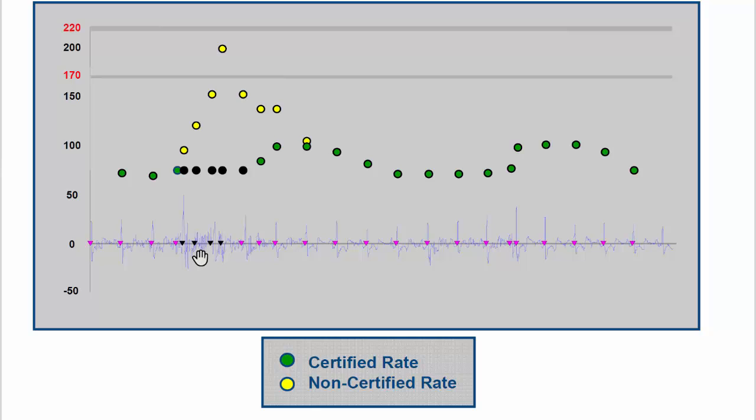as a very high frequency signal that crosses the baseline many times in a short amount of time. You can see here the differentiation between the certified rate and the non-certified rate in yellow. On the tracing, you will probably see a marker N corresponding to the noise, and these signals will be discarded and not integrated in the measurement of the heart rate.